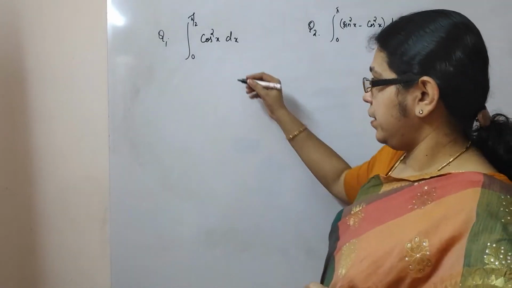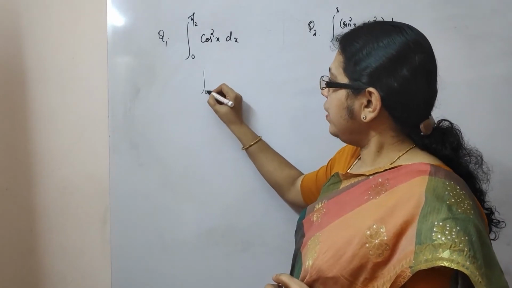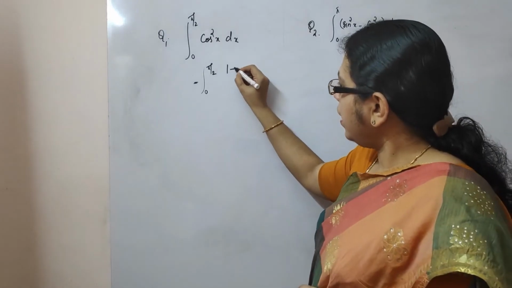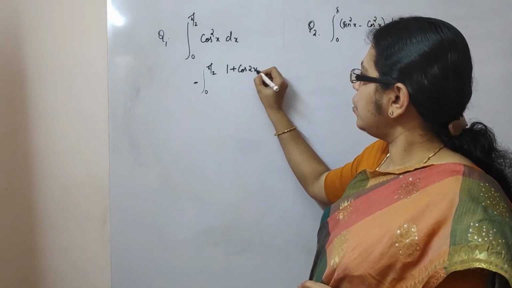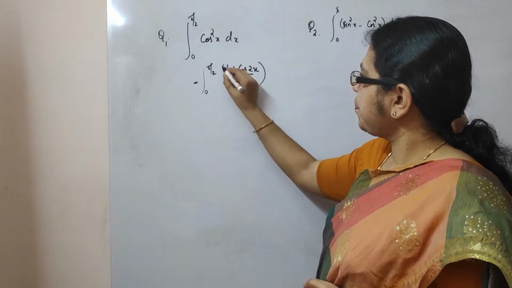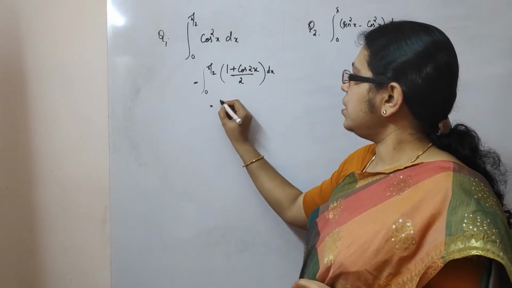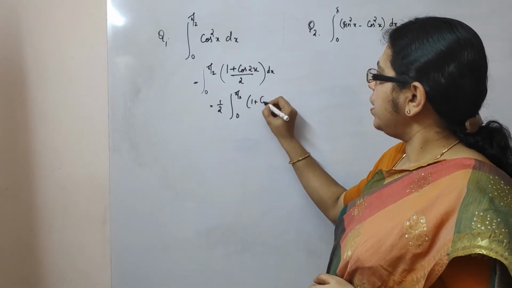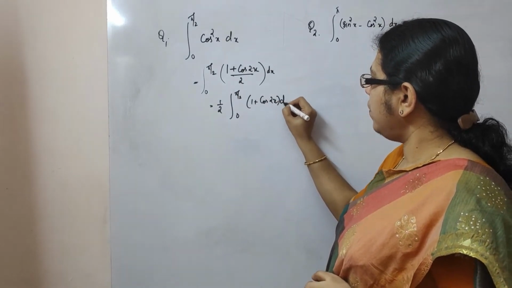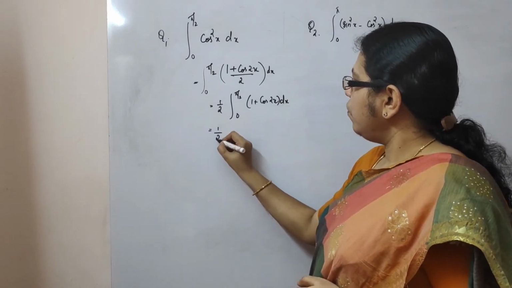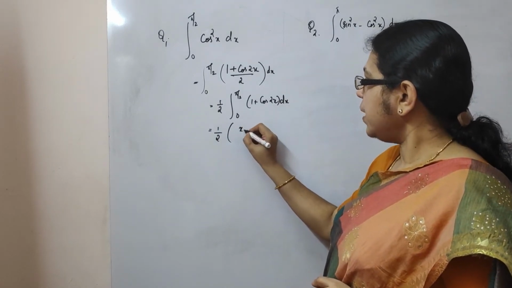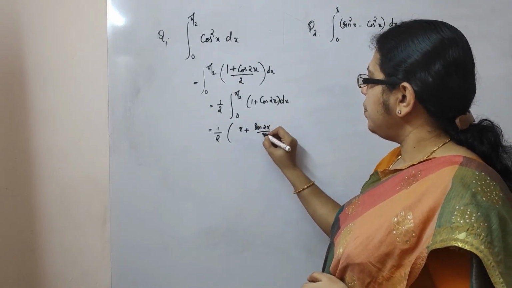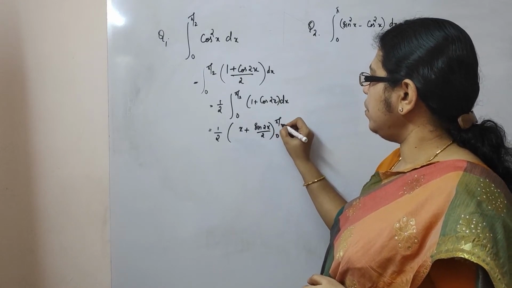So here when you integrate cos square x, how will I write cos square x? Direct integration of cos square x is not possible. I need to write this as 1 plus cos 2x by 2, correct? Into dx. So this is 1 by 2 times integral 0 to pi by 2 of 1 plus cos 2x into dx. Now I integrate this. That gives me 1 by 2 into x plus the integral of cos 2x, which is sin 2x by 2, within the limit 0 to pi by 2.